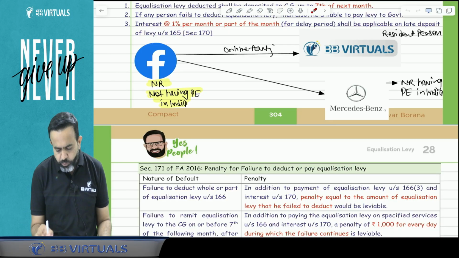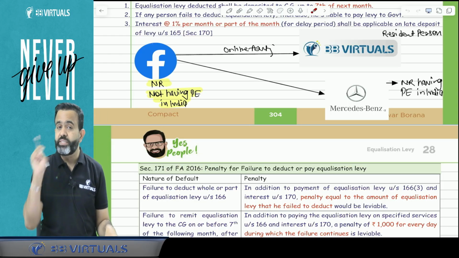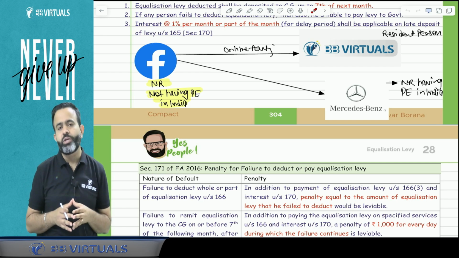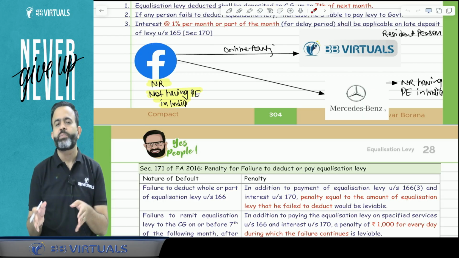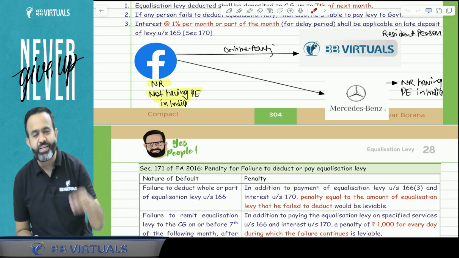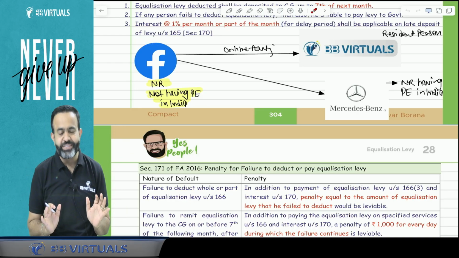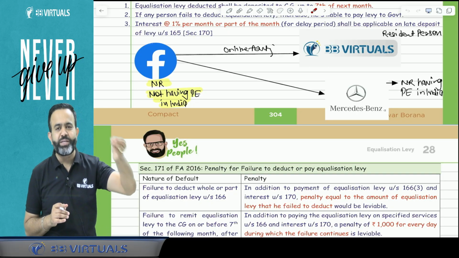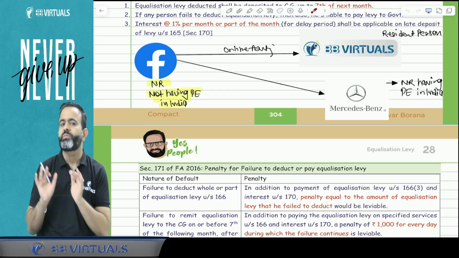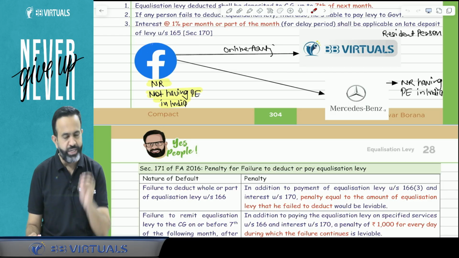One more point, guys. Suppose this person is utilizing that advertisement service for business and profession purposes, then only equalization levy is applicable. Suppose you have taken an online advertisement service for your personal purpose, then equalization levy is not applicable. For example, if you are finding a girl or guy for marriage and you put one advertisement on Facebook, saying I need a girl or guy for marriage purposes, and you spend 3 lakh rupees on the advertisement on Facebook, then equalization levy is not applicable, because this online advertisement service is not used in business and profession. So if these people are using it for business and profession, then only equalization levy is applicable.